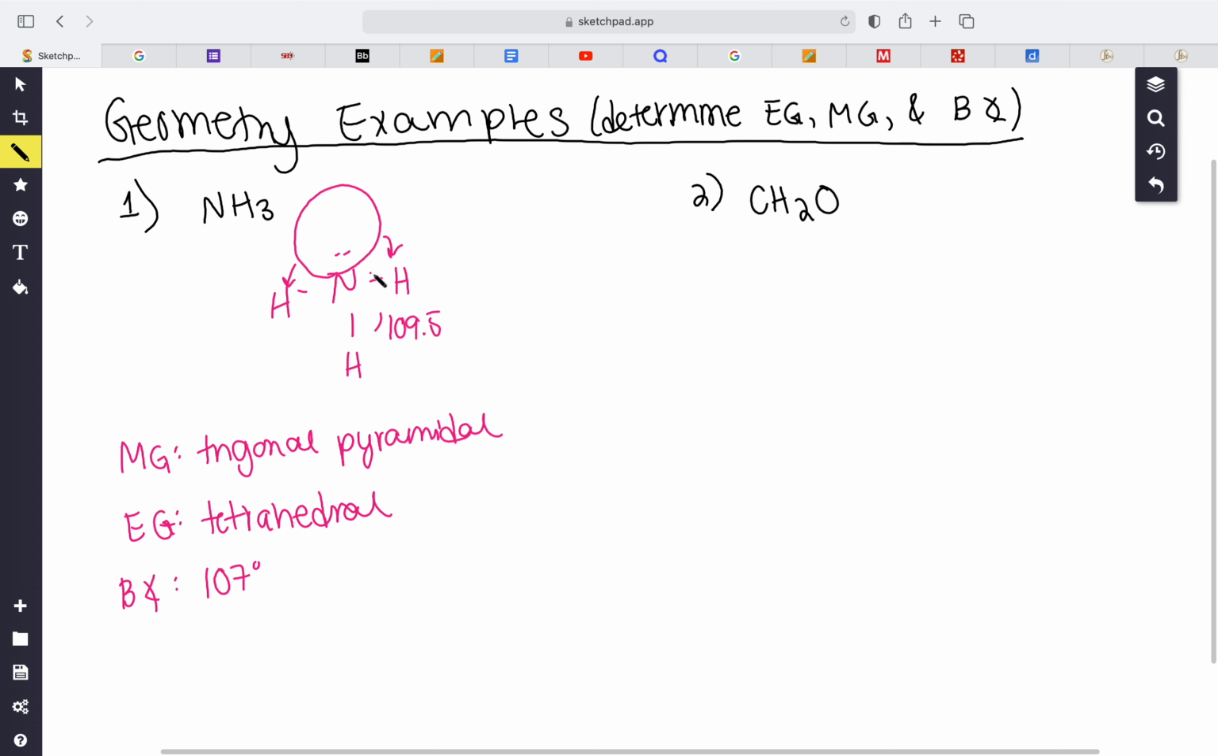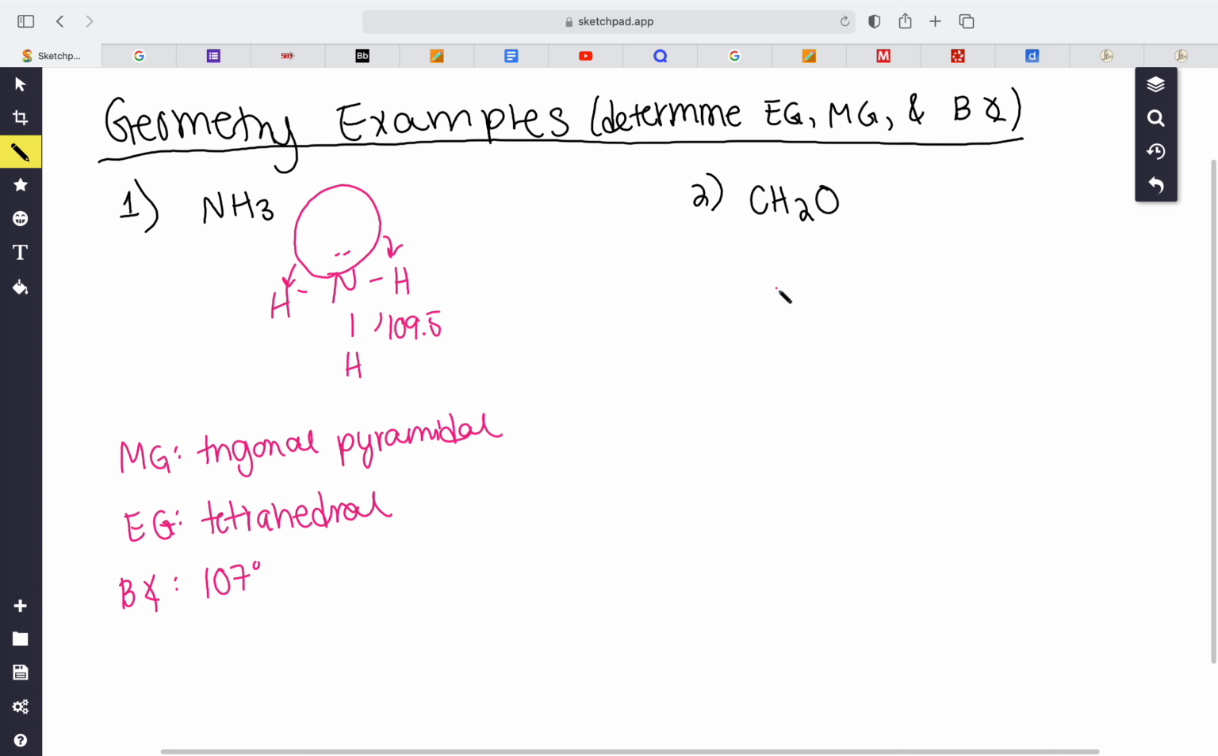So this is going to be 107, because if we were to treat it like it was tetrahedral, it would be 109. But since we're looking at the molecular geometry and the bond angle, we're going to treat this as the lone pair of electrons, and we're pushing this down. So what's the number that's a little bit less than 109.5? That'll be 107. Again, this comes down to memorization and thinking critically, or you could just write it down on your note sheet. But yeah, all right, let's take a look at the next one.